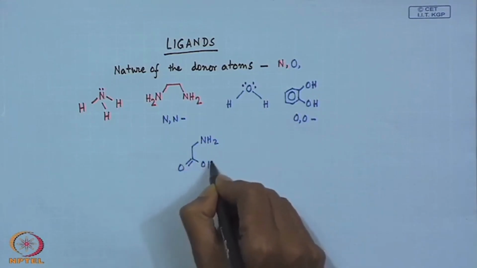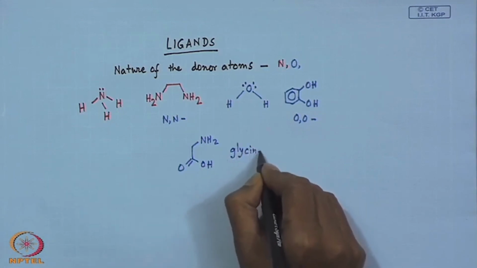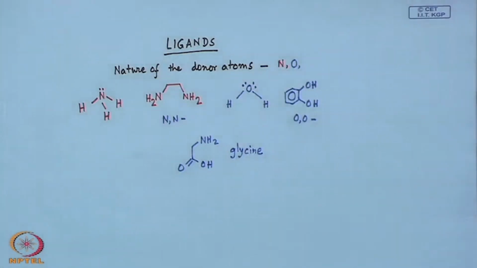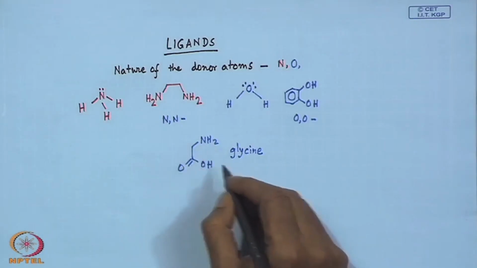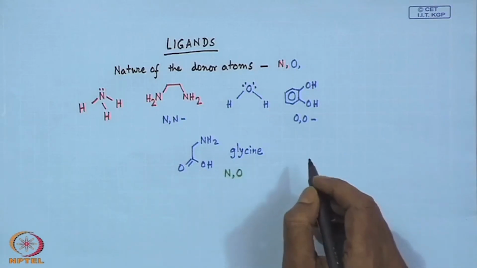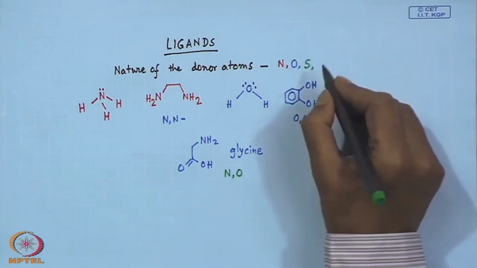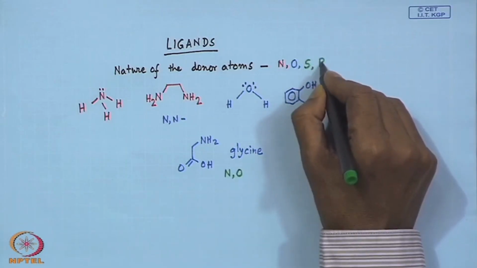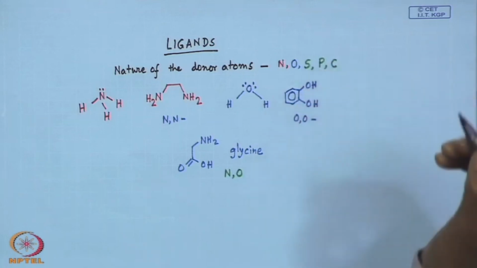We can get this combination in the simple amino acid glycine. This glycine, when it binds to a particular metal center, is not a symmetric one, and it is a mixed donor type, nitrogen and oxygen donor type. Then we can have the sulfur donor, then the phosphorus donor and also the carbon donor.